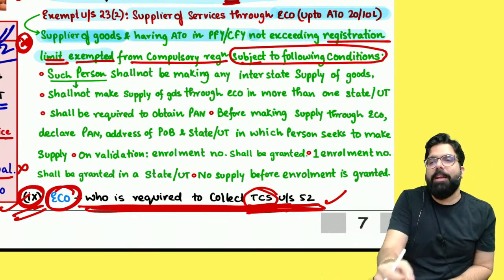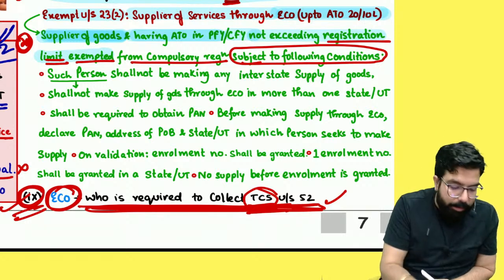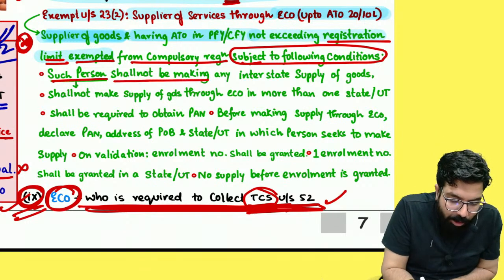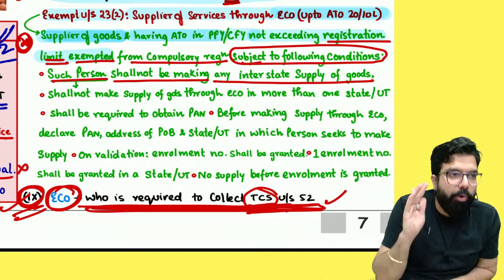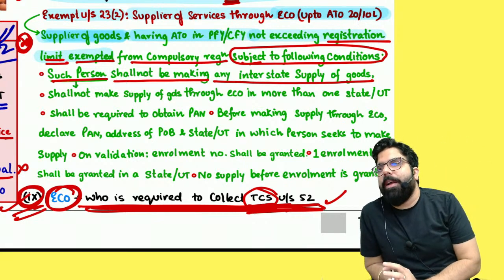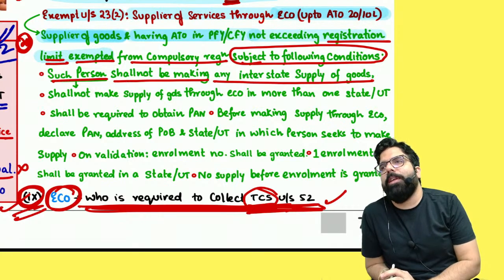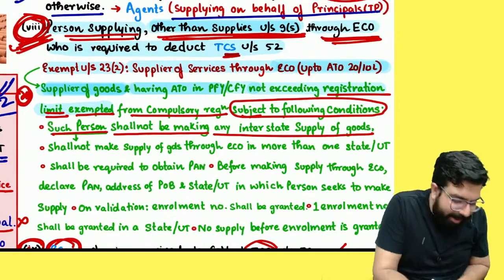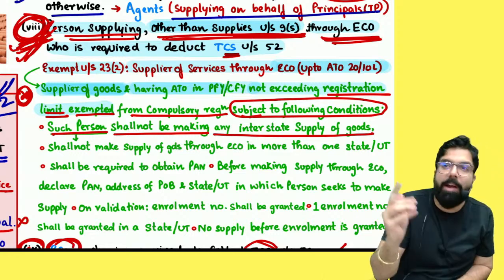If you are selling through e-commerce, such person shall not be making any interstate supply of goods. It means you can't sell from one state to another. Are we clear? Okay, what if I sell from one state to another? Compulsory registration. Did you guys get this point, everyone?